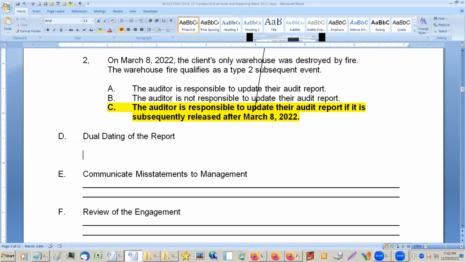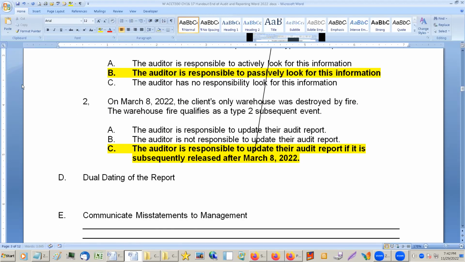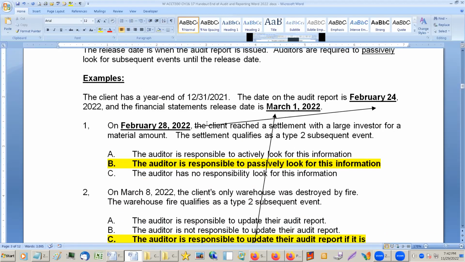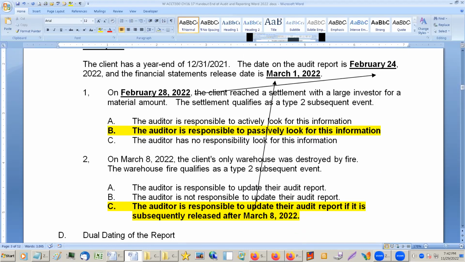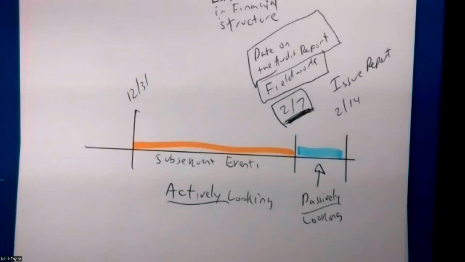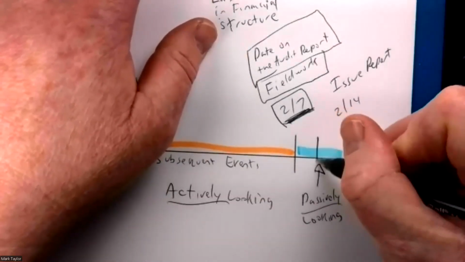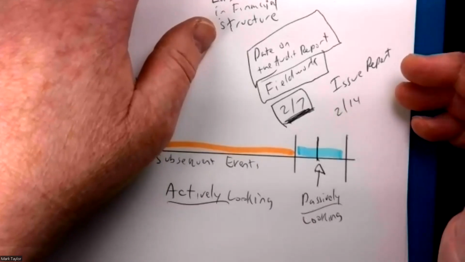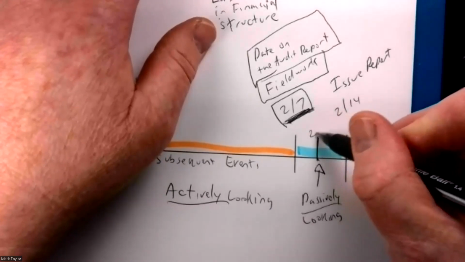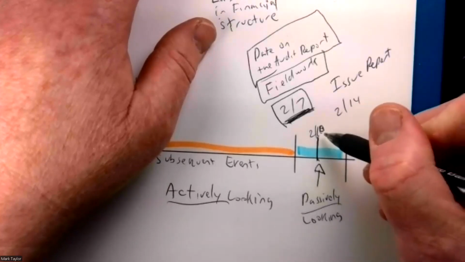Okay, dual dating. There's a problem if you have something like this, February 28th and February 24th. And here's the problem. Let's say you do find something in the middle here. You find something on the 10th.